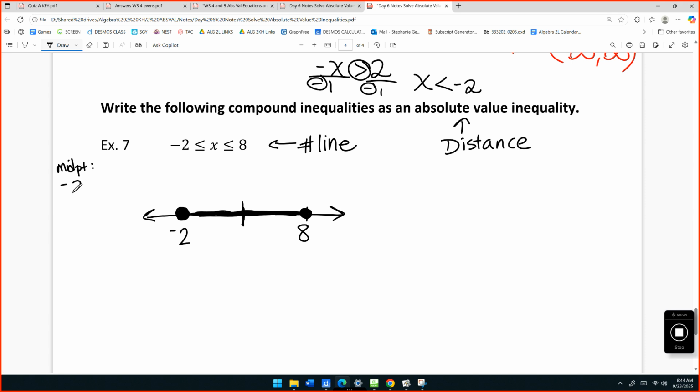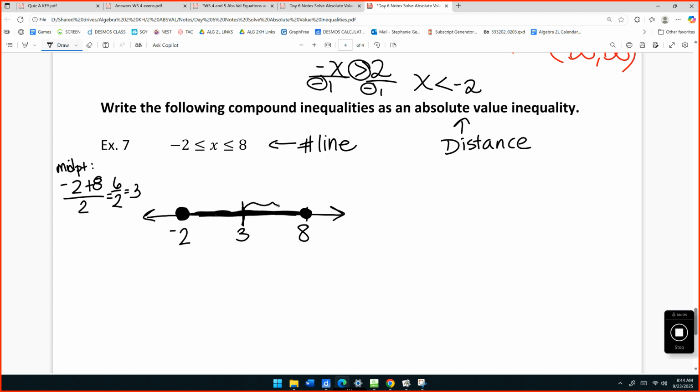So I would take -2 plus 8, and I would divide it by 2. So -2 plus 8 is 6, and 6 divided by 2 is 3. So that means the middle is 3. I need to know the middle because now I can figure out how much distance is in between our midpoint and both of these endpoints.